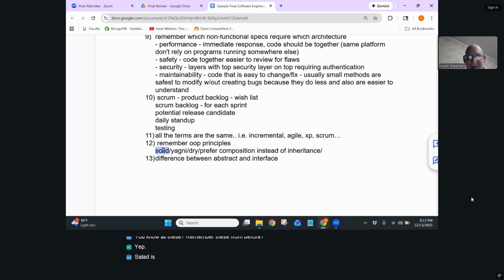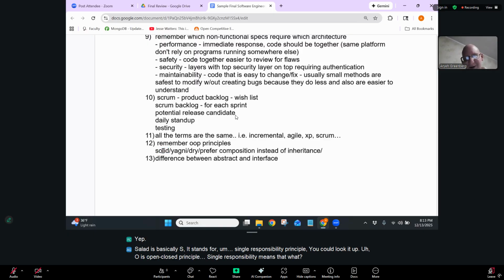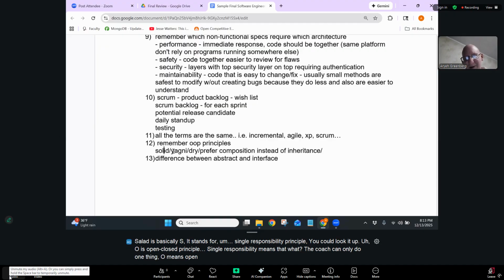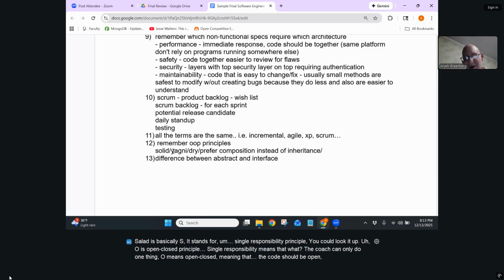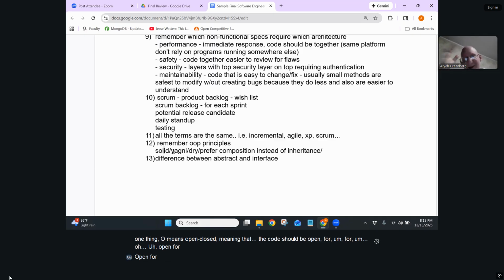SOLID is basically S, which stands for single responsibility principle. You could look it up. O is the open-closed principle. Single responsibility means that the code should only do one thing. Open-closed means that the code should be open for extension, closed for modification. Okay, very good.